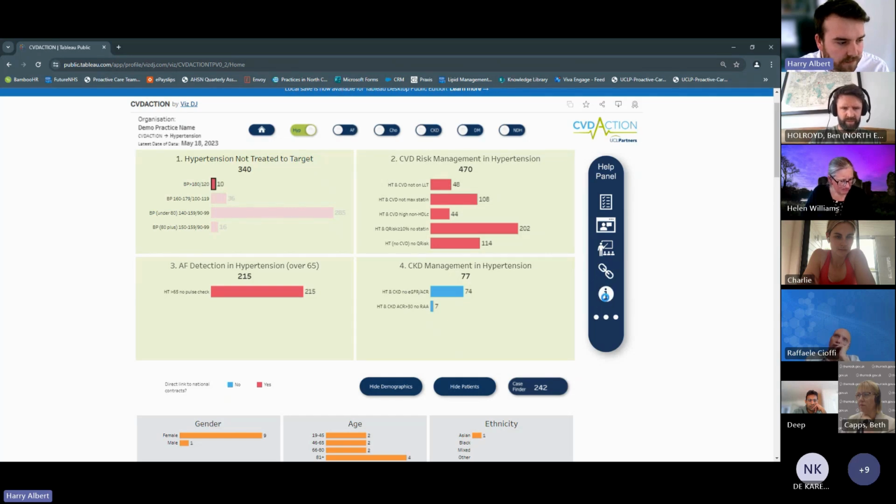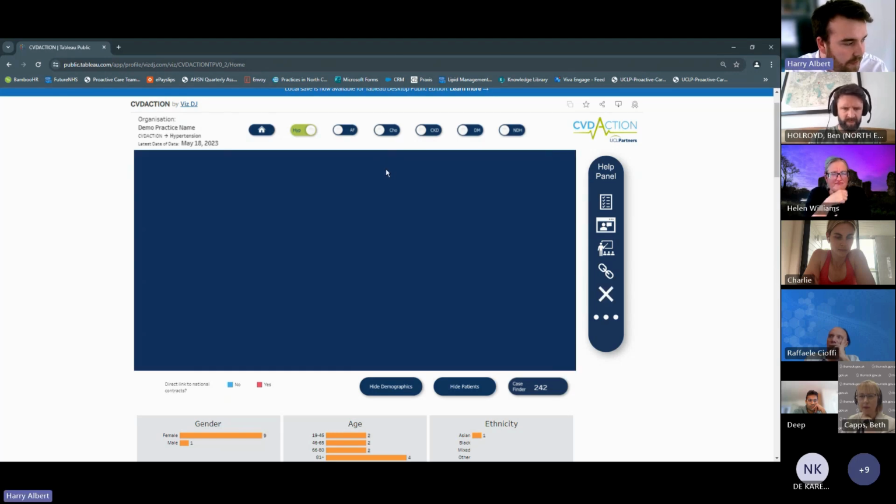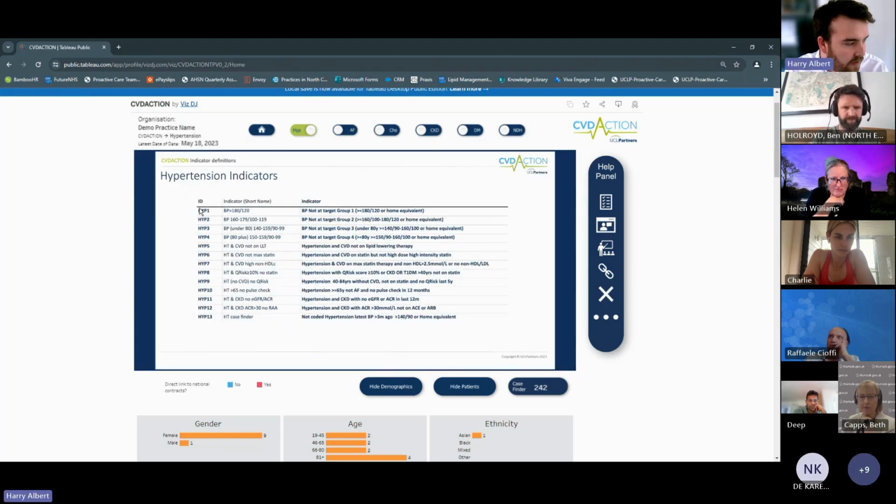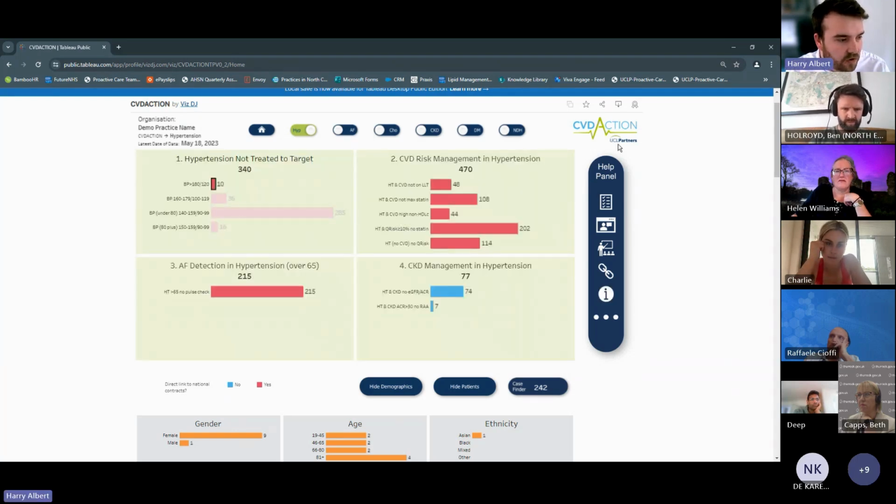And then lastly is the list of indicator definitions, which are included in each of the dashboard pages. So we're on the hypertension page here, and it will give you a breakdown of all of the groups that are highlighted, what the ID is, what the indicator is, and hopefully you'll find that useful to align with the QoF work that you do and the other domains where you're using these indicators. So that's a short summary of the help panel.